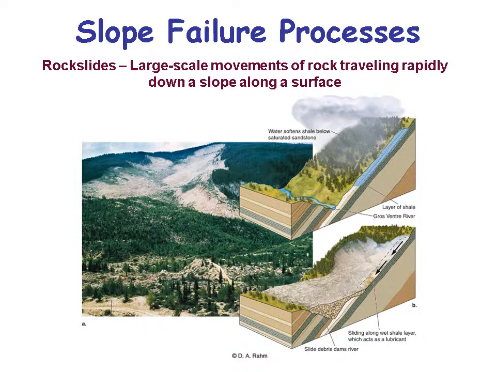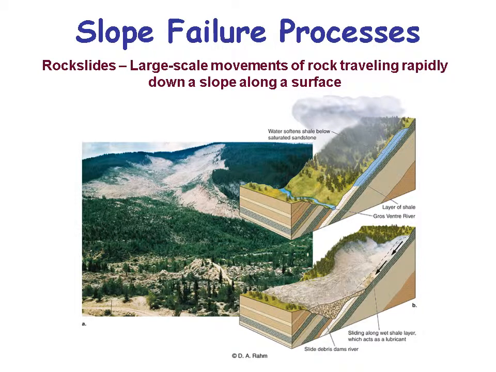A rock slide is a large-scale movement of rock traveling rapidly down a slope along a surface. And so here you have rocks. Notice the rock layers are parallel to the slope, and so you have rocks that fall down from the upper right, and they're paralleling along that wet shale layer normally, which acts as a lubricant.